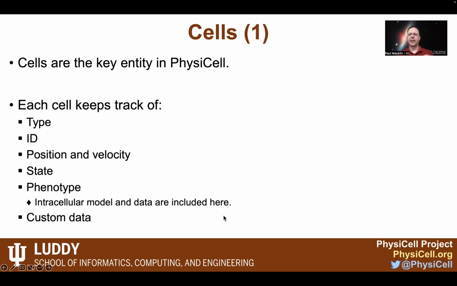So the phenotype really is what you're going to learn about in session 3 next. It groups things by behavioral types: cycling information, death information, secretion uptake information, motility, mechanics. All that will be grouped hierarchically by topic in the phenotype. And then lastly, something called custom data, which is where we're going to store any custom data we might need for our own biological models that are above and beyond the built-in things.